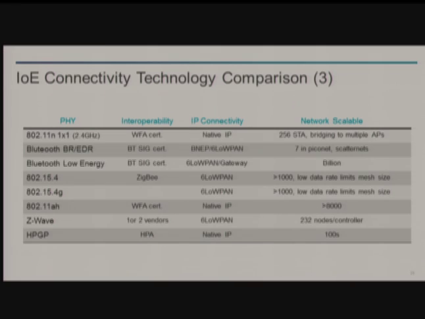Interoperability, most of these have certification bodies. The Wi-Fi Alliance certifies Wi-Fi, the Bluetooth SIG certifies Bluetooth, and then if you're using Zigbee on top of 15.4, that also has certification. These all can support IP connectivity, most of them, some of them natively, and others with a layer on top, like 6LoWPAN. And in terms of network scalability, how many nodes they can support, for practical purposes in the home, for the applications they're targeted at, they can all support a sufficient number of devices, we think.